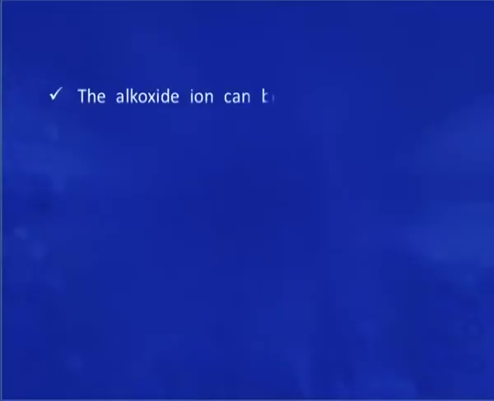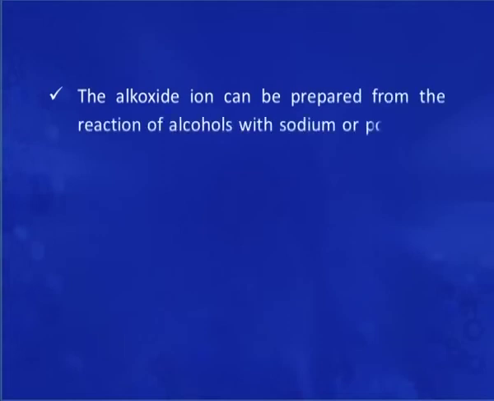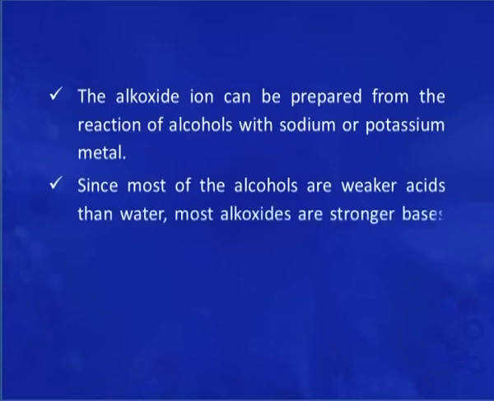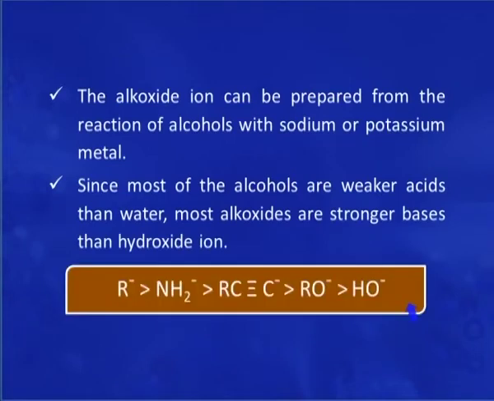You are already aware that the conjugate base of an alcohol is called alkoxide ion. The alkoxide ion can be prepared from the reaction of alcohol with sodium or potassium metal. Since most of the alcohols are weaker acids than water, most alkoxides are stronger bases than the hydroxide ion, and hence this is the order. You can see that alkoxide ions are more basic than the hydroxide ion.